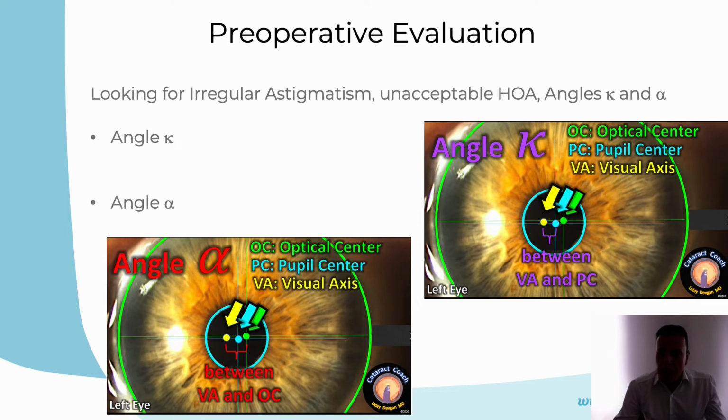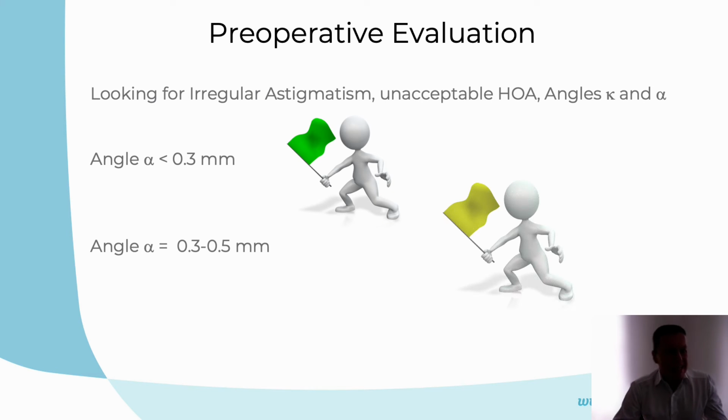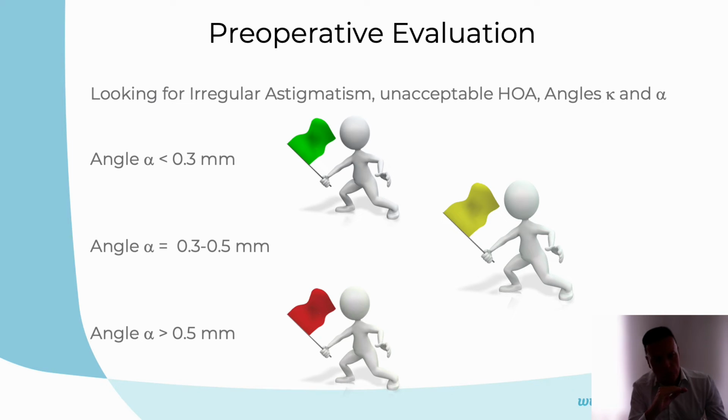And what are my preferences? When the angle alpha is less than 0.3 millimeters, for me this is a green flag. When it is between 0.3 and 0.5 millimeters, it's a yellow flag, meaning that if there are other yellow flags, I will not go for implantation of high-performance IOLs. And definitely above 0.5 millimeters, it's straightforward, it's a red flag, and we need to look for other solutions for this.